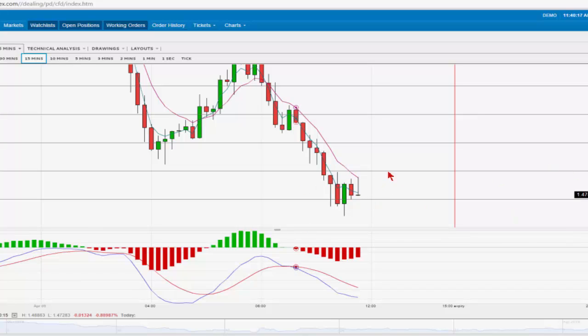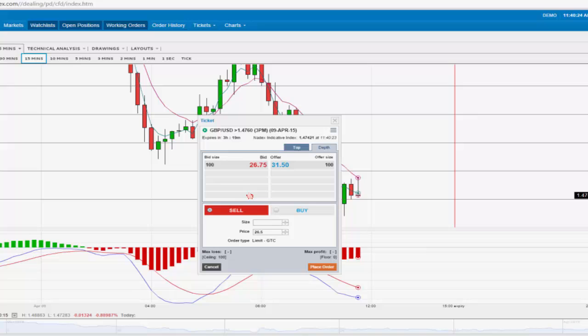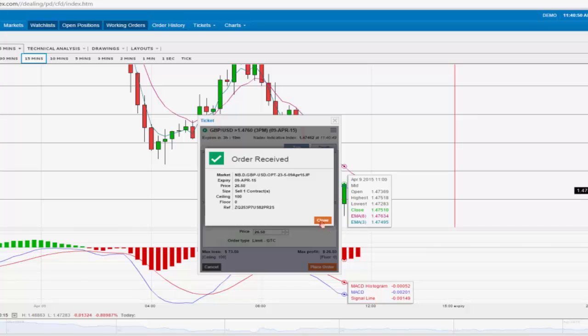So if I wanted to sell right here, at 1.4760, I'm just going to show how to pick up a ticket. It's showing me that I'm selling at 14760, that I've got expiration due in 3 hours and 19 minutes. The market is currently trading at 14741. If I sell this, it's going to be an in-the-money trade. So I'm going to be risking 73.50 to make 26.50.